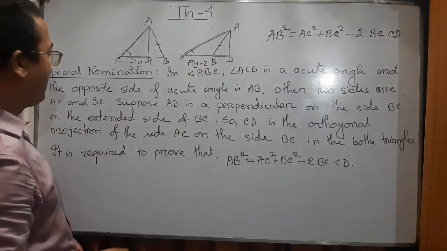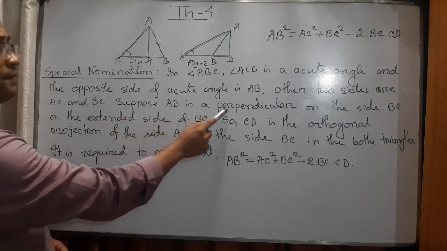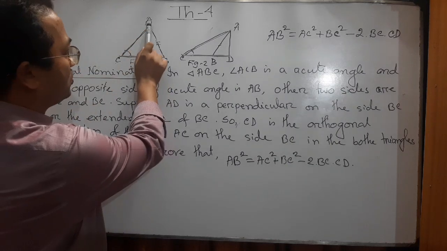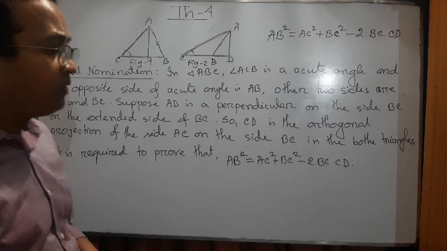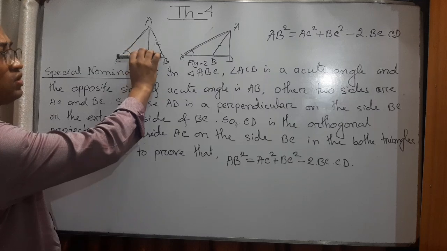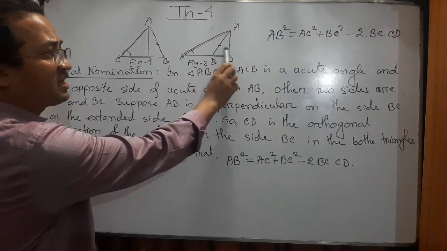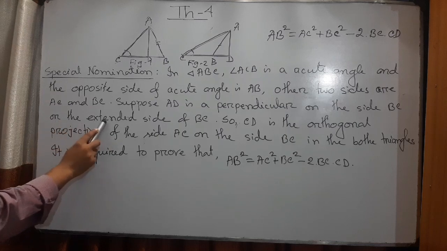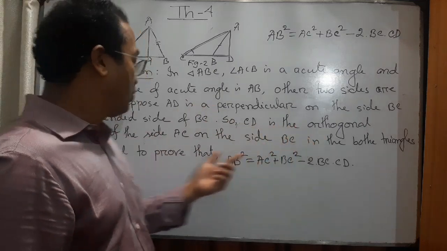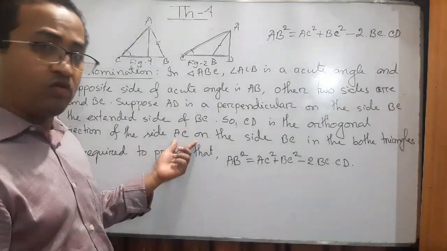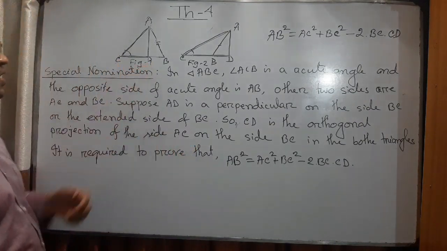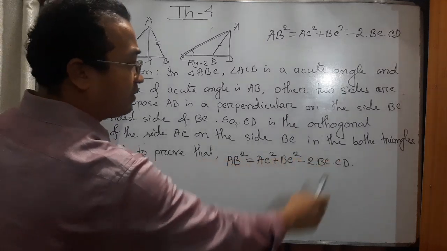Now suppose AD is a perpendicular. Here we will draw AD as a perpendicular in both figures. We have drawn perpendicular AD on the side BC or the extended side of BC. So CD is the orthogonal projection of the side AC on the side BC in both triangles. Confirm?